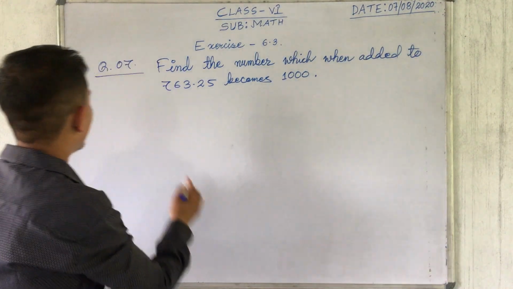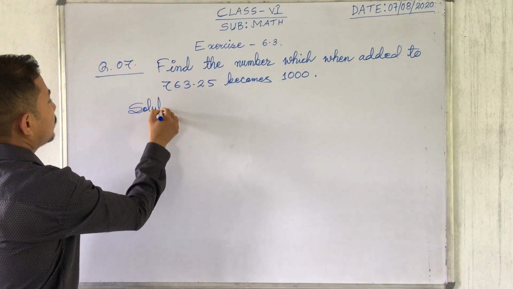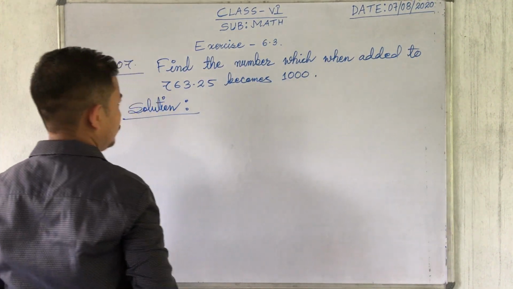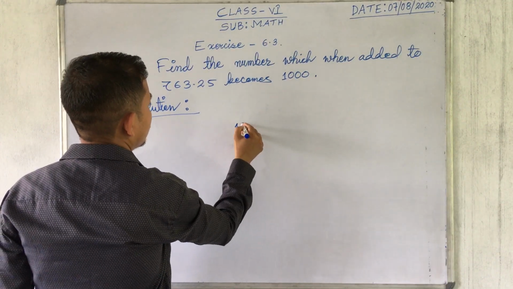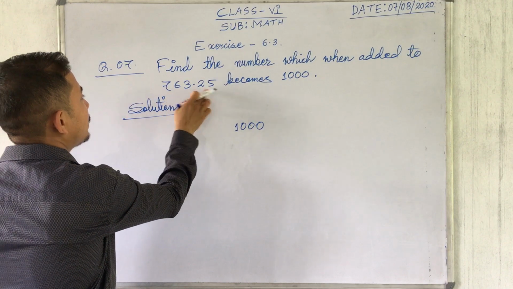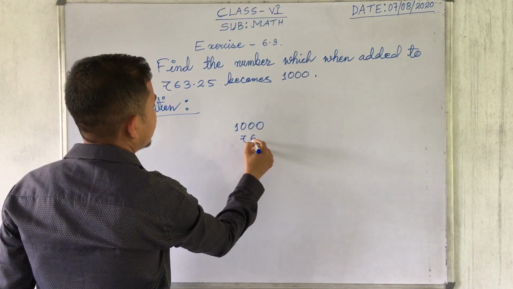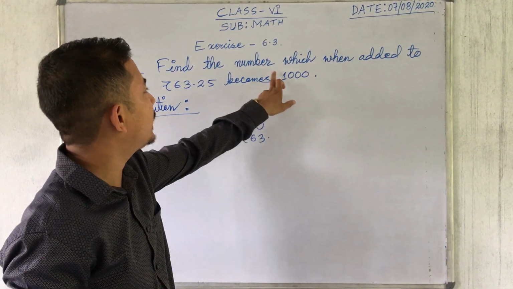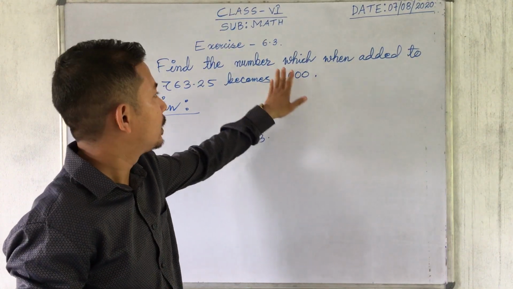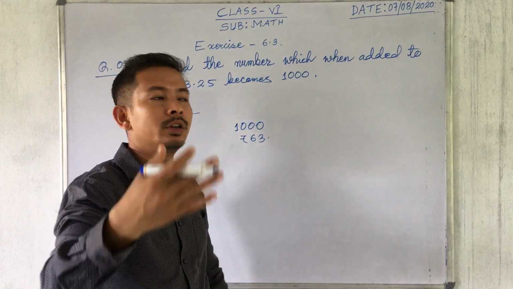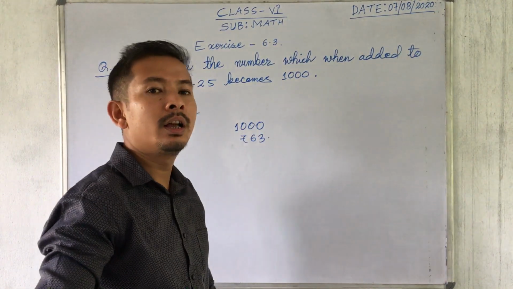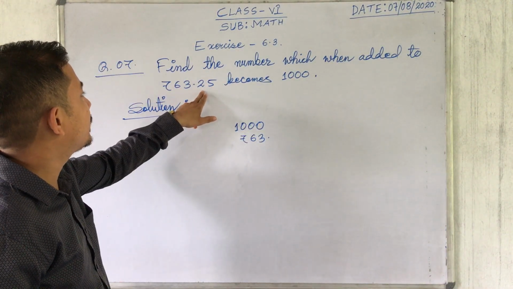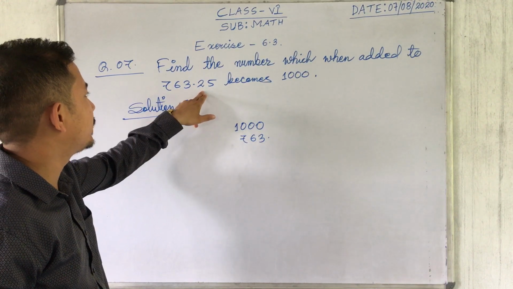It's very easy, okay? So, solution. I'm going to write here 1000. And 763.25. Look at it. One thing you need to understand here. There is no decimal point in front of 1000. Is there any decimal point? No. That means you need to understand this 1000 is a number in front of the decimal point. So I have written here 1000, and in this number, in front of 2 digits, there is a decimal point.